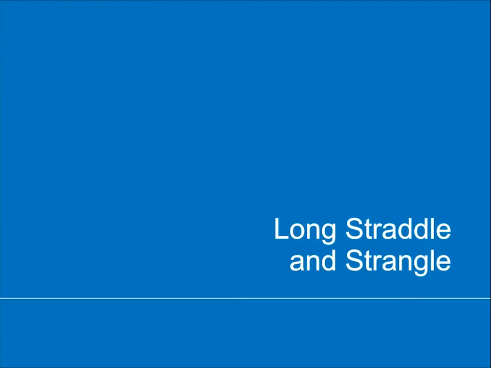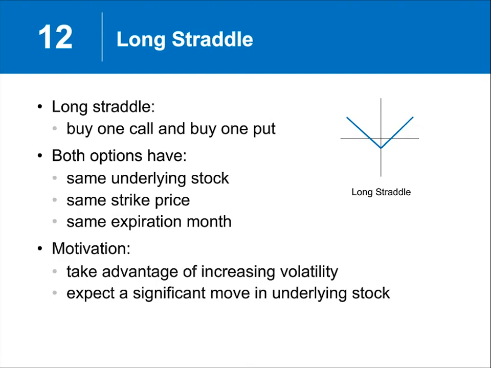Okay, so let's talk about first a long straddle. So we're going to buy a call and buy a put. Both are going to be on the same stock, the same strike price, the same expiration month. And again, we're looking for an increase in volatility. All right, we expect a significant move in the stock.